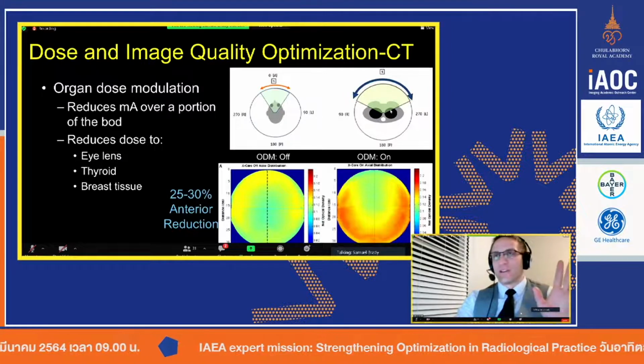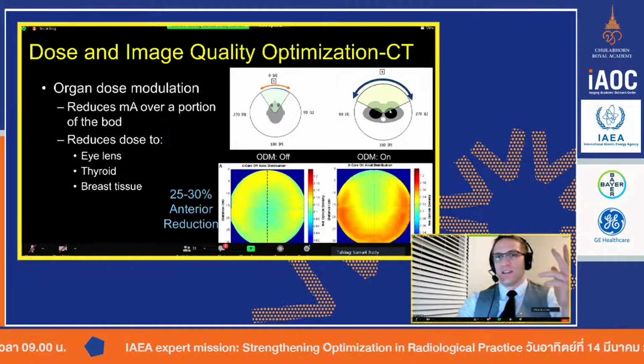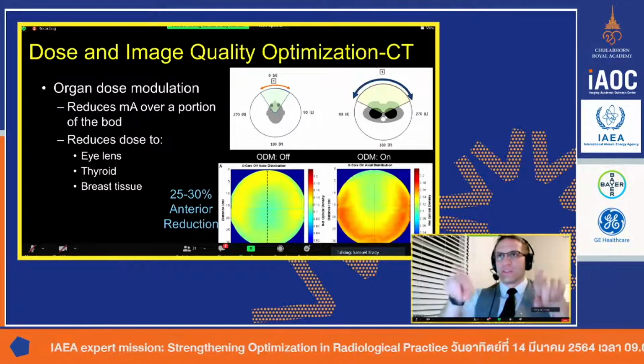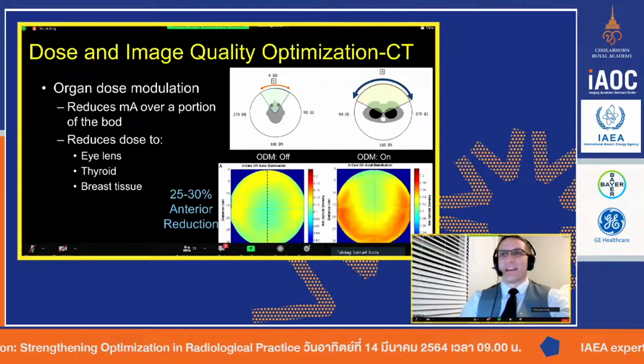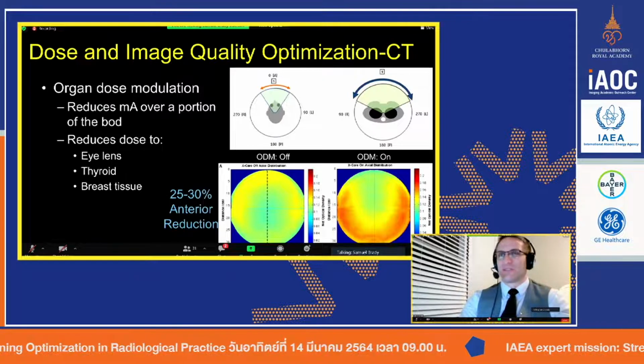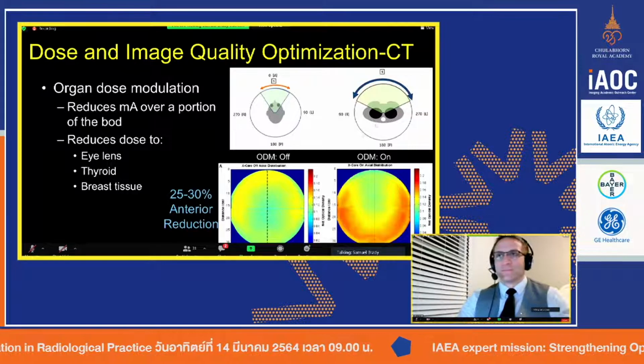Every other vendor out there, Canon and GE, they don't increase it on the posterior side. So in my personal opinion, that's fine. All it's doing is reducing the potential dose. And so, yeah, go for it.